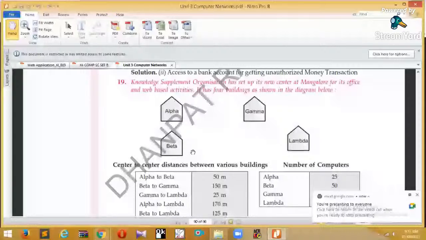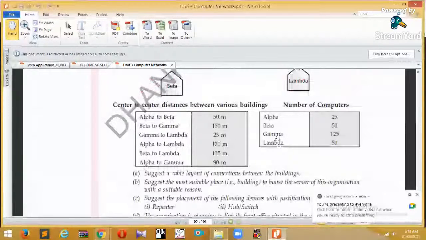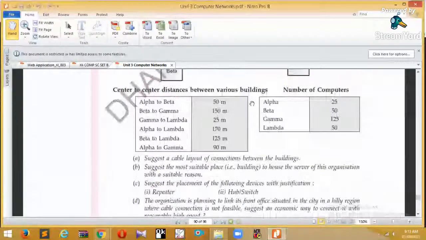Four buildings are there. Now the next information given here is the center to center distance between the various buildings. Alpha to beta we can see is 50 meters, beta to gamma is 150 meters. Various distances are given, and how many computers are in each building is also given. Now we have to answer the questions based on this given information.